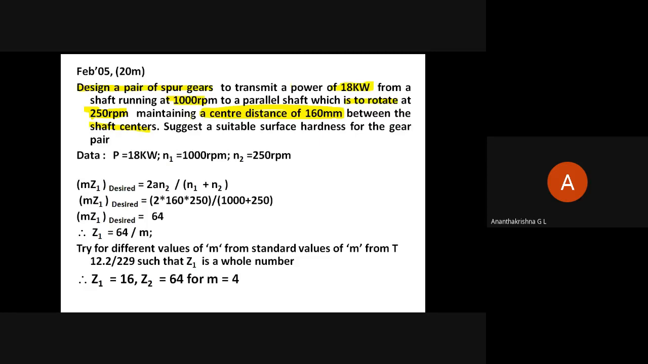So the data given is P is 18 kilowatt, N1 is 1000 RPM, and the value of N2 is 250 RPM. So note down the problem, then we'll go to the explanation.